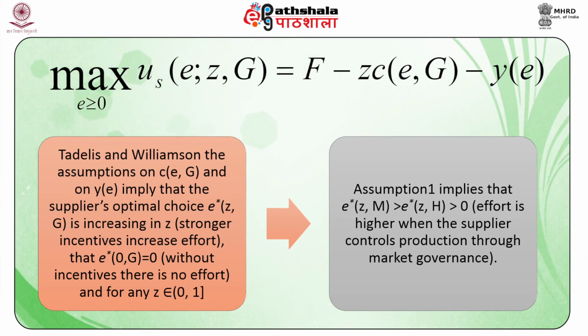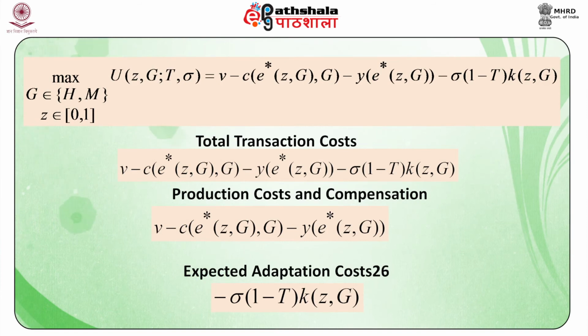That is, effort is higher when the supplier controls production through market governance. Given the optimal response of the supplier, surplus maximization according to Tadelis and Williamson is given by the following equation: maximize U, which is equal to V minus C(e star(z,G),G) minus Y(e star(z,G)) minus sigma into (1 minus t) into K(z,G), where total transaction cost is V minus C(e star(z,G),G) minus Y(e star(z,G)) minus sigma(1 minus t) into K(z,G). Production cost and compensations are V minus C(e star(z,G),G) and Y(e star(z,G)). Expected adaptation cost is equal to minus sigma into (1 minus t) K(z,G).